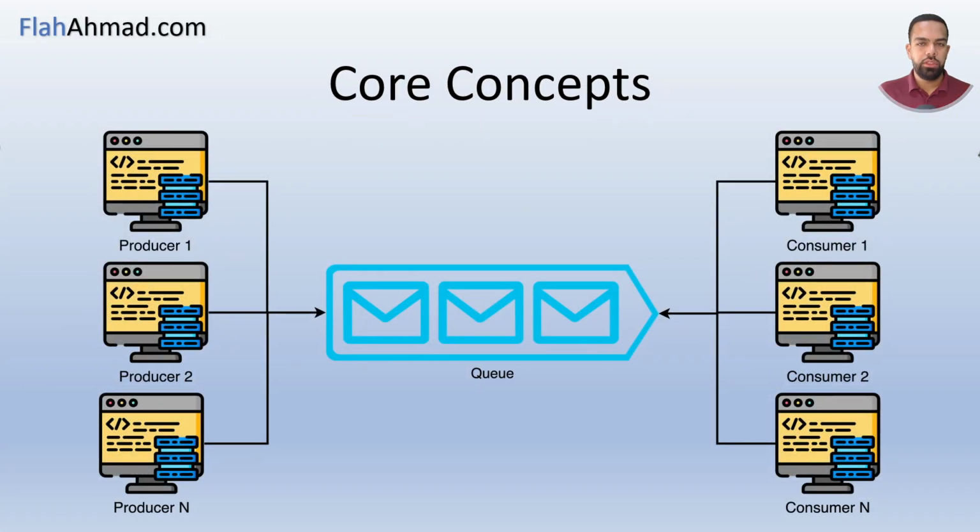We have producers that write messages and send them to the queue, and we have consumers that read messages they pick from the queue. So there could be one or many producers and one or many consumers for a single queue. Important to understand is that one single message in the queue can only be read and picked by one single consumer. So there is a one-to-one relationship and one message is not spread across the consumers.